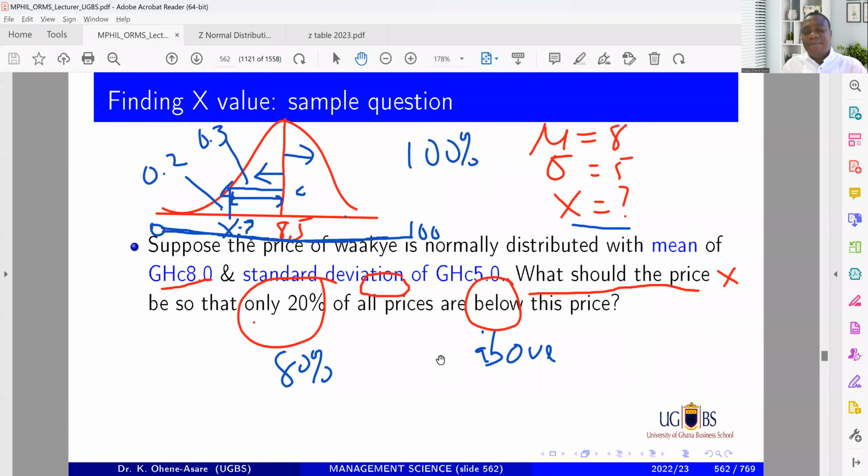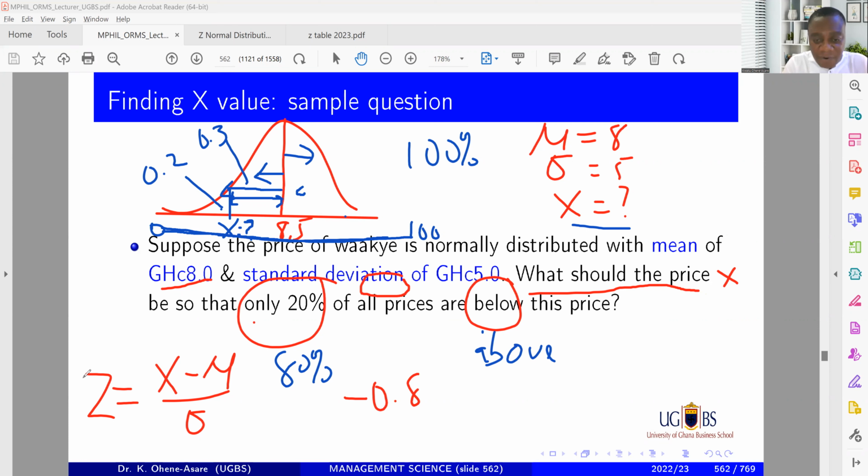Now, how do we normally write a formula? In case you've forgotten, the formula is normally written as Z equals X minus mu over sigma. And now we know the Z value to be what? Negative. So you write minus 0.84 equal to, you have to find your X. The X is what we are looking for, so you still write X. Then your mean, which was given in the question as 8 cedis, divided by your standard deviation, which was given as 5.